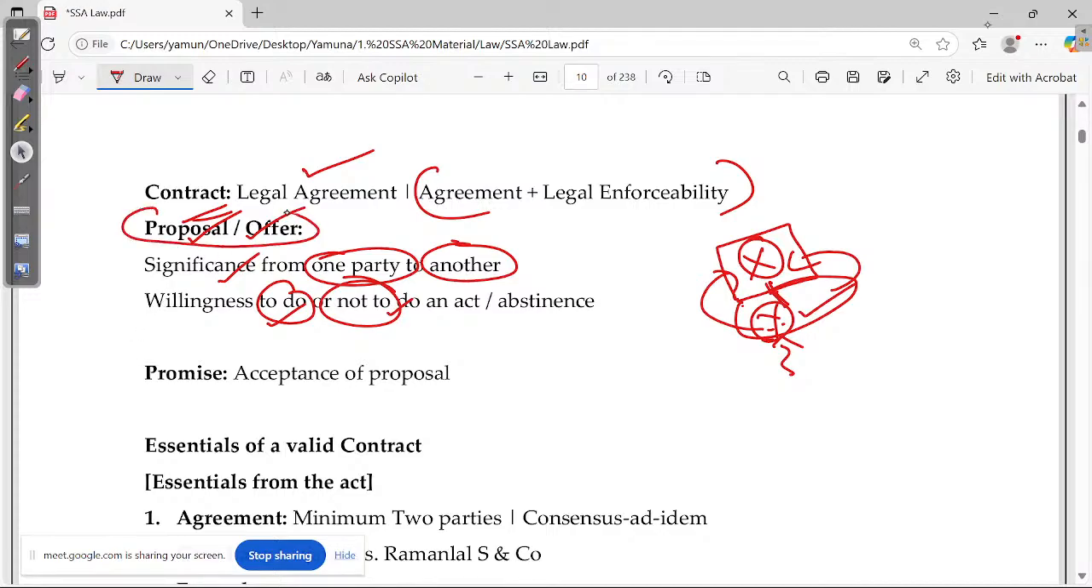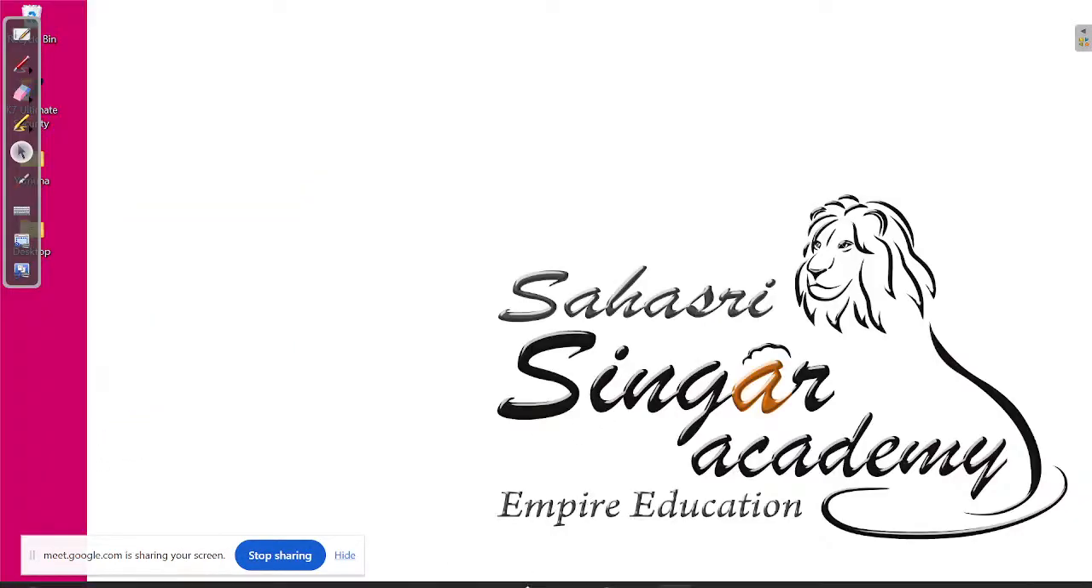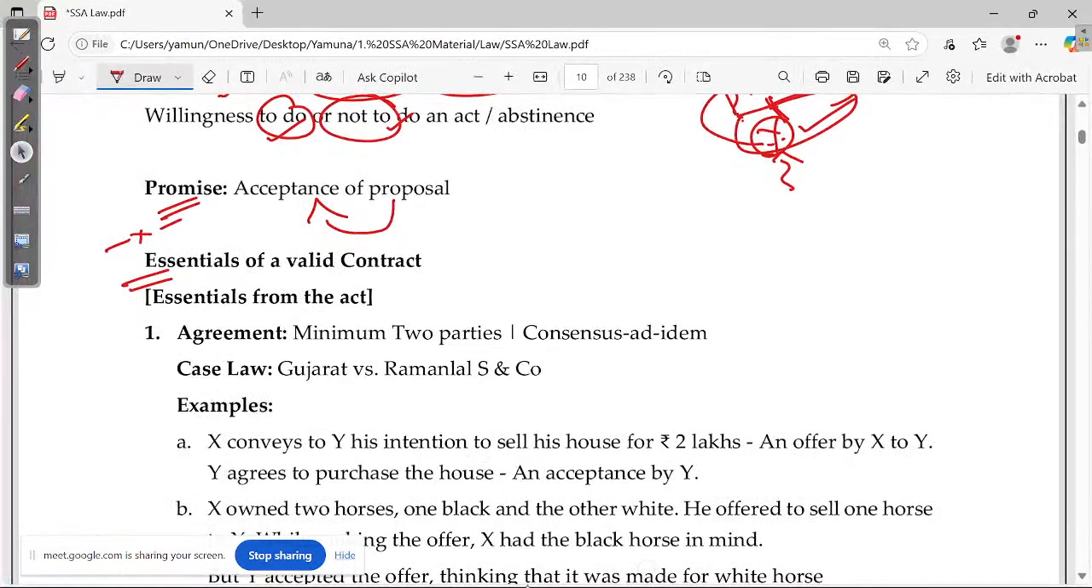Only when this proposal or offer is accepted does it become a promise. Else it will not be called a promise, which means the proposal has to be accepted. Okay, so this one particular content is over. Can you please go through? Continuing.